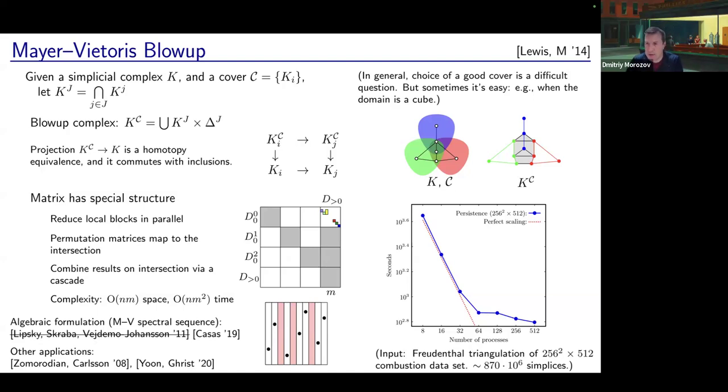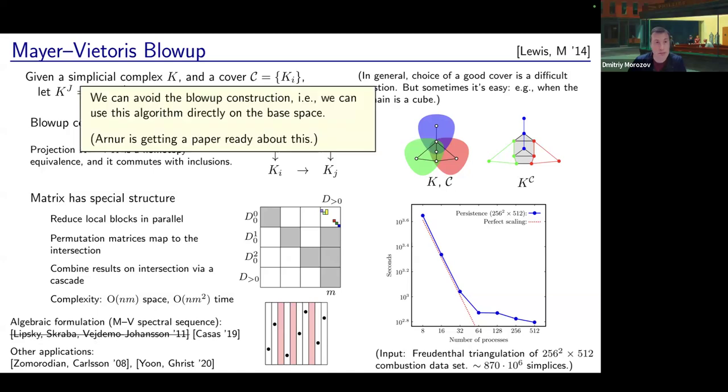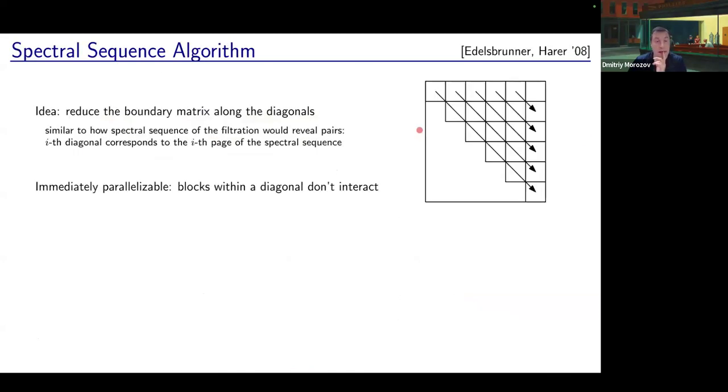Does this make sense, at a high level at least? So take a complex, break it up into blocks, compute persistence locally on each block, and then glue it together by putting it all inside of this blow-up space. Okay, so that's one idea.